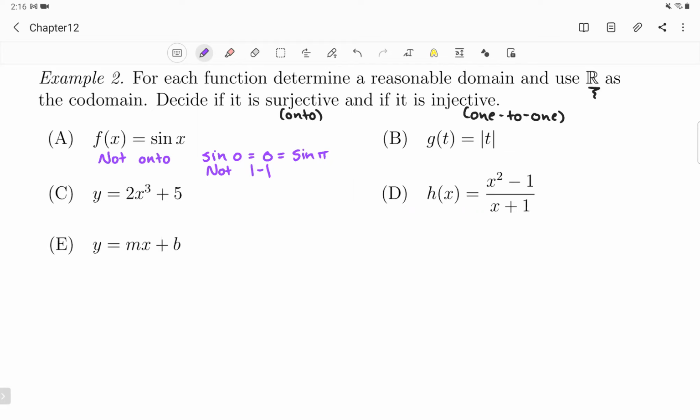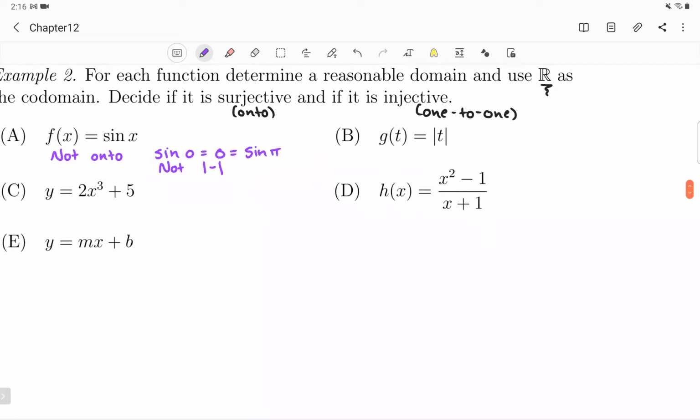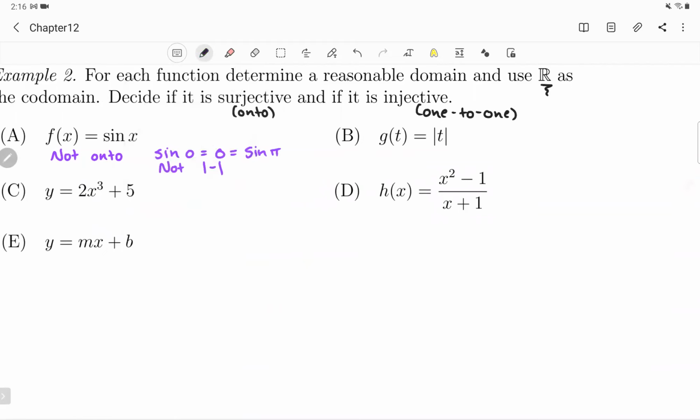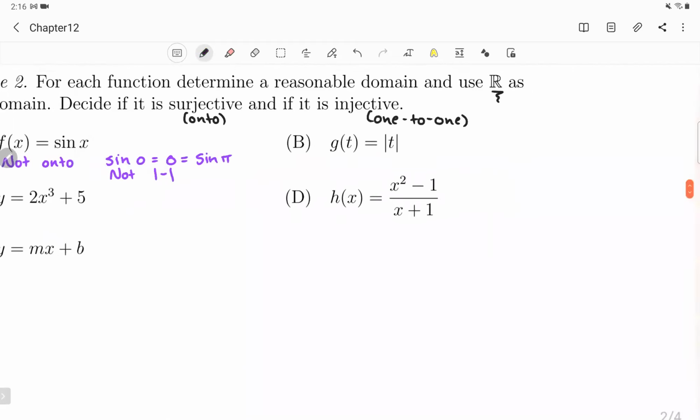All right. Let's look at B. Well, it might help on B if we draw a quick little graph, because that one's easy to graph. So let me move over here.